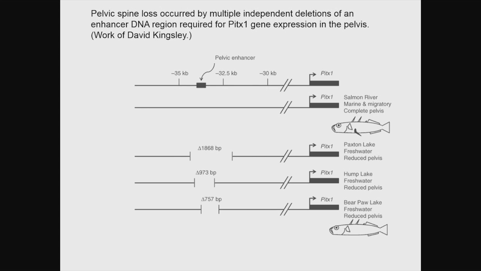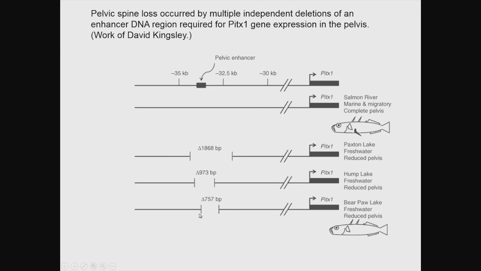And he found that the loss of the pelvic spines is caused by the deletion of a segment of DNA which encodes what's called an enhancer element that regulates the expression of a gene called PITX1 in the pelvis itself. So it's much better to delete an enhancer than the gene itself, because that gene can have other functions, and deleting it would be lethal.